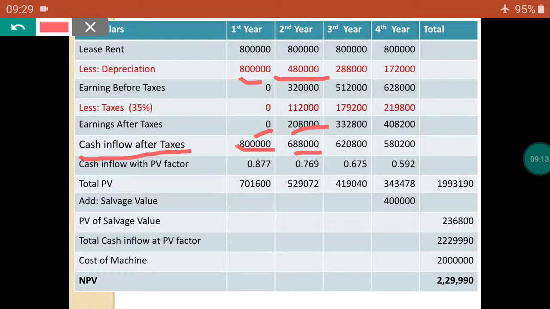The second year. Third year depreciation is 2 lakh 88,000 rupees, and earning after taxes is 3 lakh 32,800, and you are getting 6 lakh 20,800. Fourth year depreciation is 1 lakh 72,000. Add the earning after taxes of fourth year, 4 lakh 8,200. The total is 5 lakh 80,200. You can get a cash inflow after taxes.